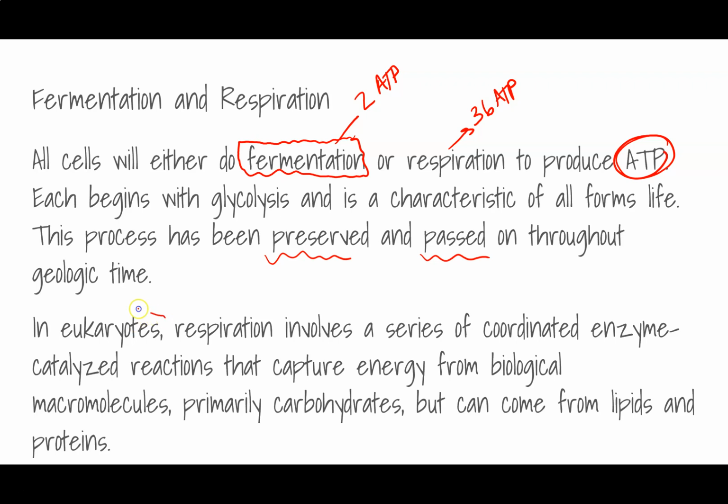In eukaryotes, which would be you or plants that have mitochondria, it's going to be a coordinated enzyme-catalyzed reaction. So we'll talk about that as we go. Once again, it's primarily carbs, but they could use lipids and proteins if they have to. But we're going to focus on carbs only here.